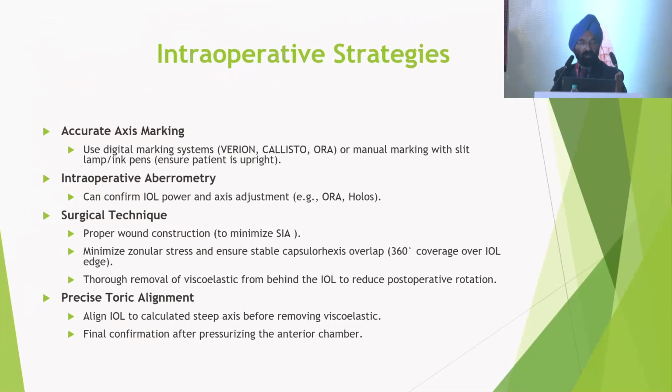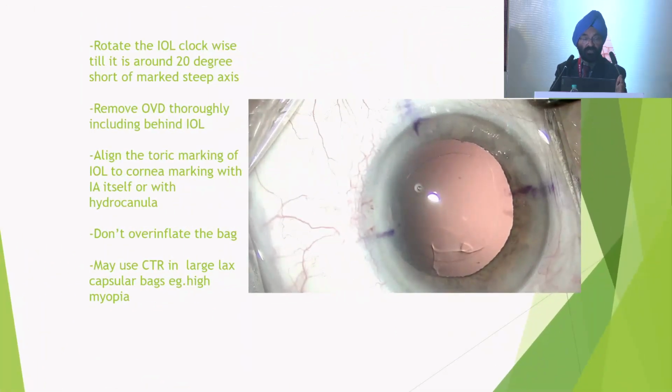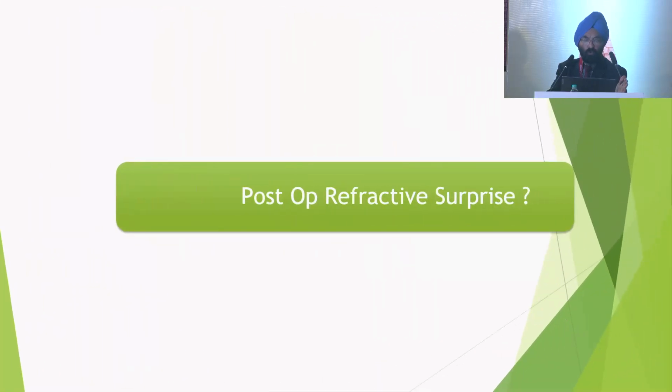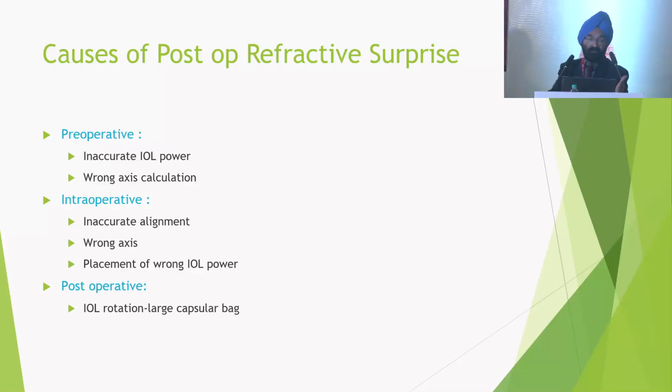So accurate axis marking, and intraoperative aberrometry if required, can be done. Proper wound construction, thorough removal of viscoelastic even from behind the IOL, and precise toric alignment are very important. And final confirmation is after pressurizing the anterior chamber, but not over-inflating, because that can also cause some rotation. Rotate the IOL clockwise till it is just 20 degrees short of the marked steep axis. Remove OVD thoroughly. Align the toric marking of the IOL to the cornea marking. Don't over-inflate the bag.